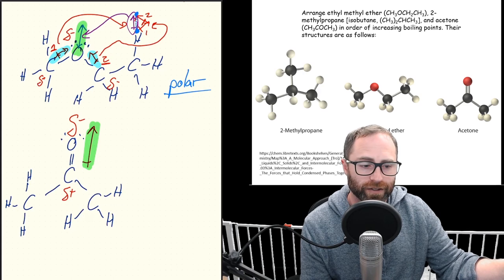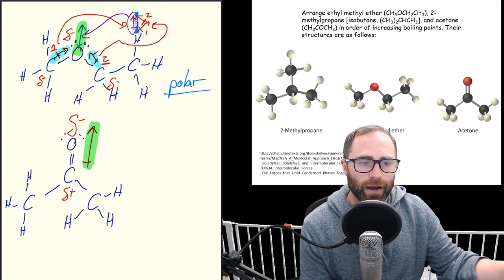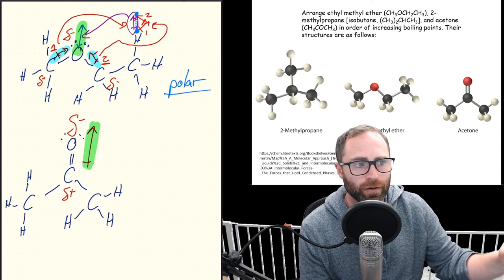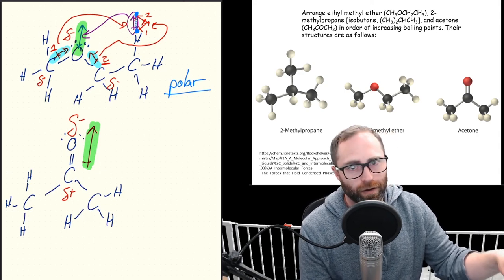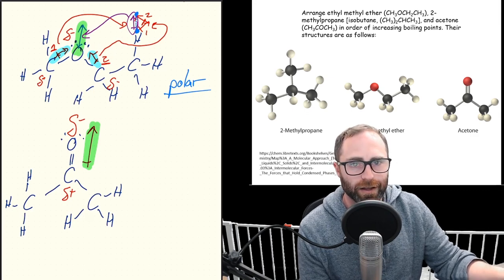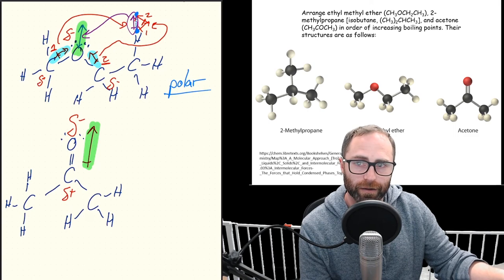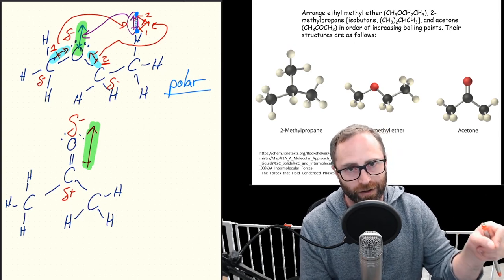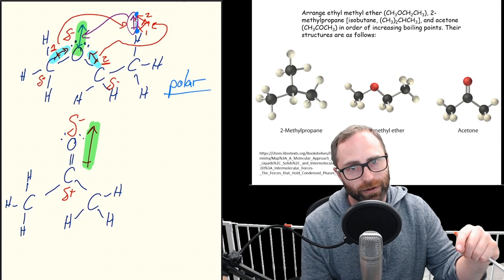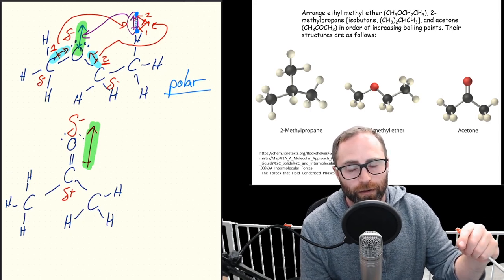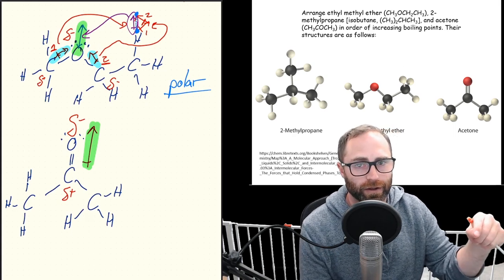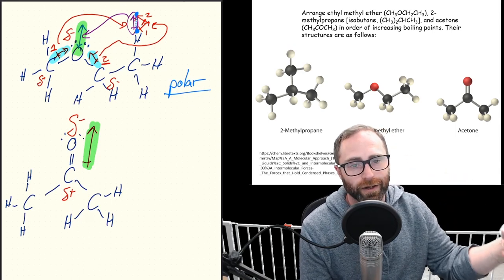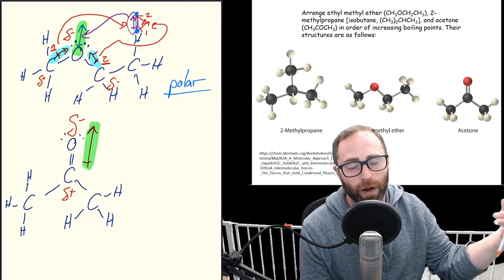At the end of the day, we're going to have the electrons in our acetone be around the oxygen more, making the acetone a more polar molecule than the ethyl methyl ester, the top one. So both of them will be polar molecules, but the acetone will be more polar. If it is a more polar molecule, it will want to interact with other acetone molecules more strongly, because the more polar it is, the stronger the interaction between molecules will be.